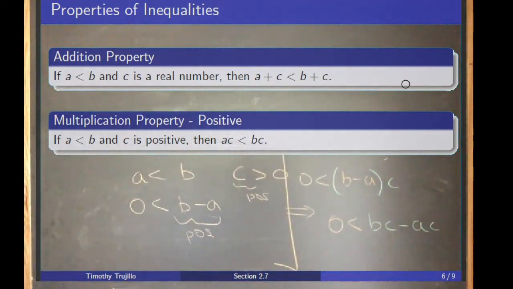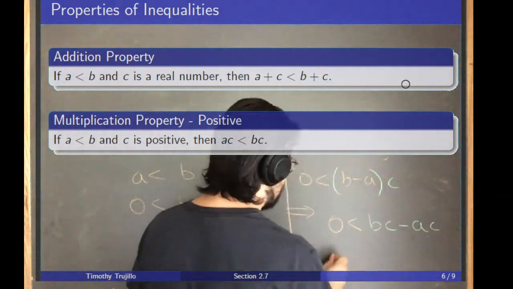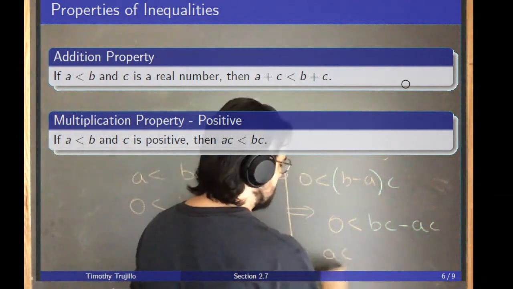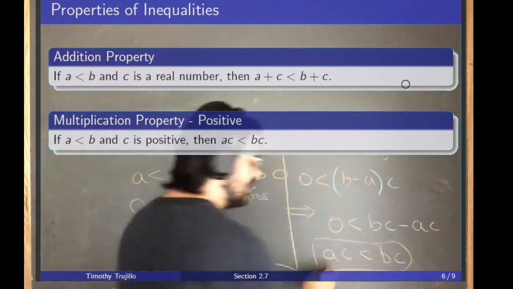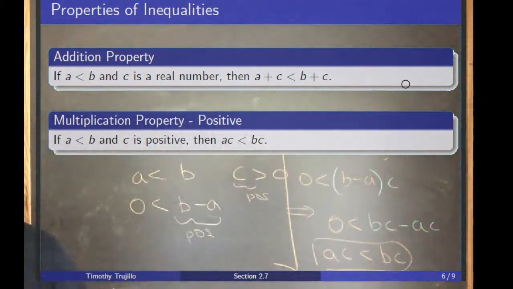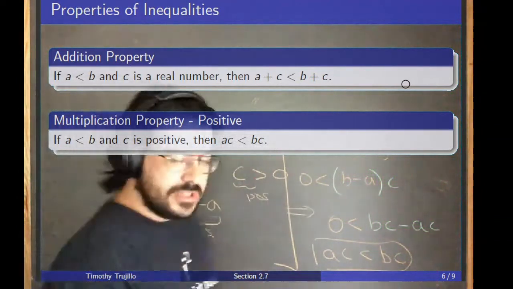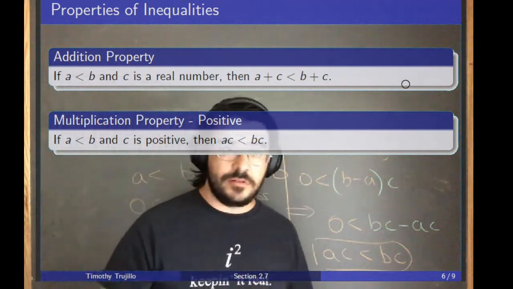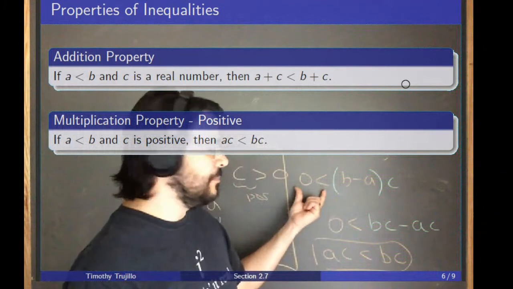And then we'll use the addition property again to add AC to both sides. So if I add AC to both sides, I get AC here, AC plus 0 is AC. And on this side, I'm left with BC. And that's what we wanted to conclude, that A times C is still less than B times C. Okay, so the point of all of this, if you didn't follow what I was saying here, is just that this fact relies on the fact that a positive times a positive is still positive, okay?